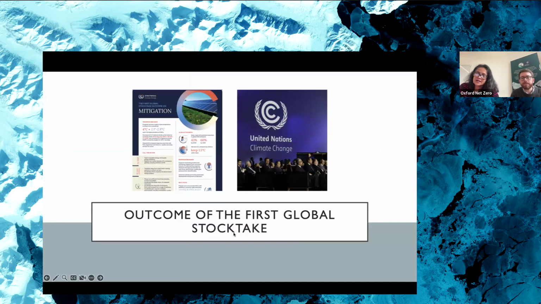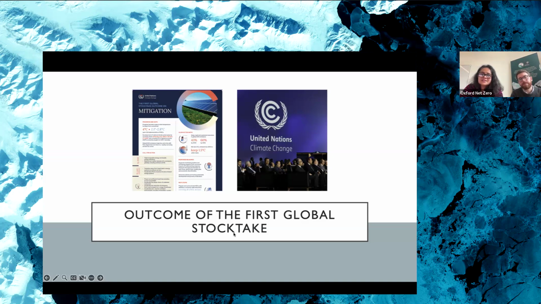The first global stocktake under the UN climate change regime found that notwithstanding the fact that the Paris Agreement had brought down the expected temperature increase from about 4 degrees centigrade in the lead up to Paris to about 2.1 to 2.67 degrees centigrade, it nevertheless found that global emissions were not on track to achieving net zero or the temperature goals, well below 2 degrees or certainly 1.5 degrees centigrade.